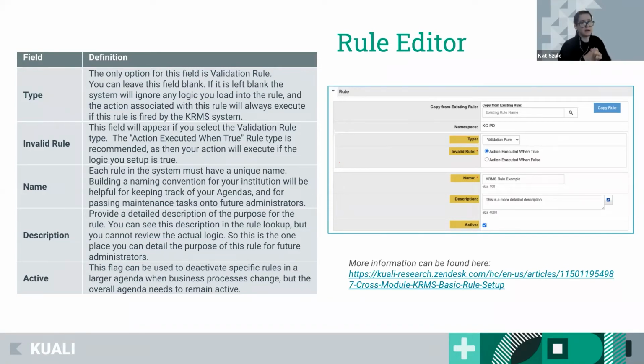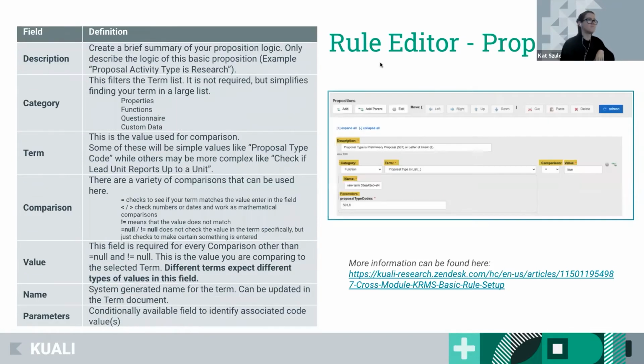You then have to assign a rule name, which has to be a unique name. As best practice for the name and for the description, we encourage you to provide information so that someone looking back at this rule is able to quickly determine what this rule is doing without having to dig through the propositions. So again, just some quick guidance on that.